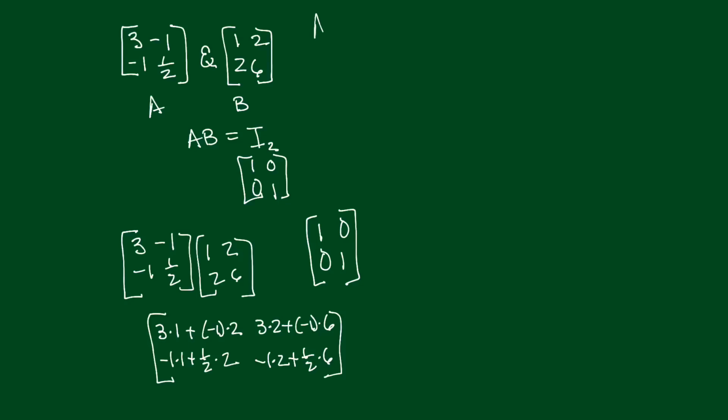So A and B are inverses. Well, they're inverses, but more than that, they're inverses of each other.